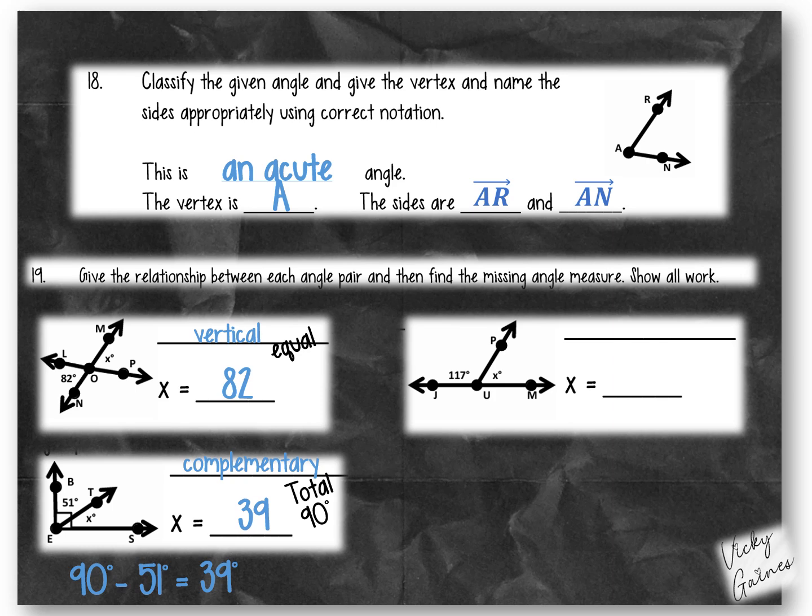So the next one, that's a linear pair. They're supplementary, which means they add to 180. So 180 minus 117 gives us our answer of 63.